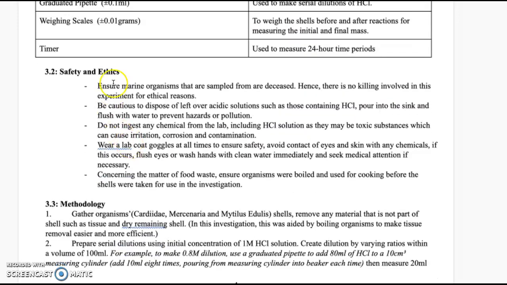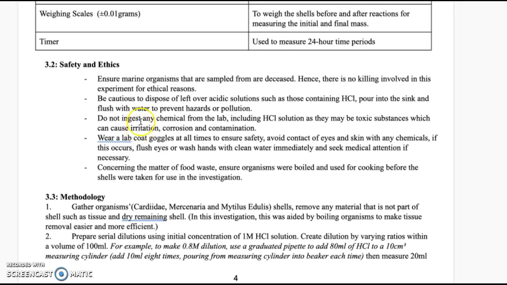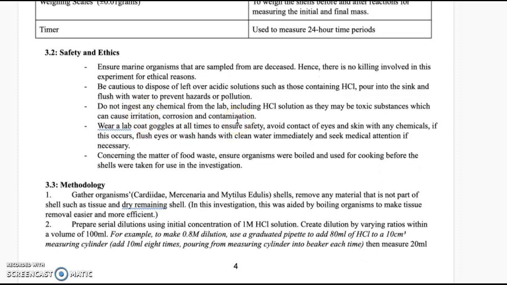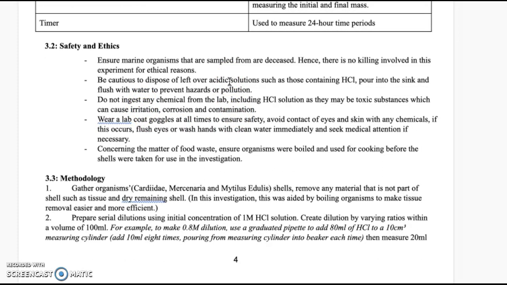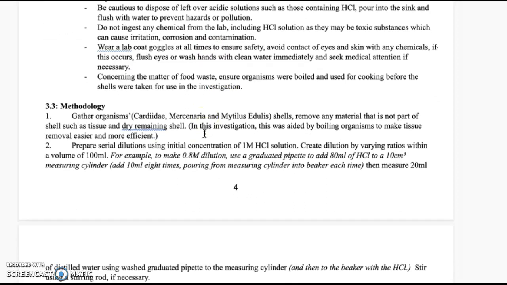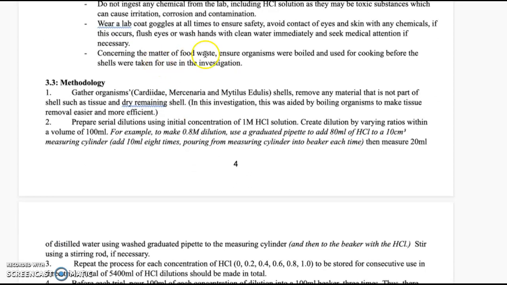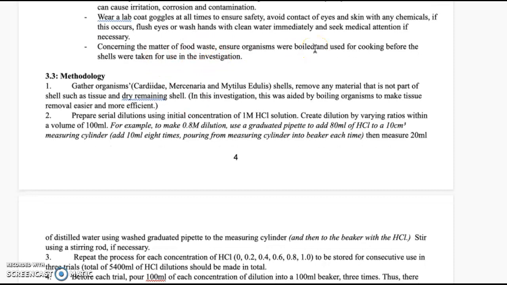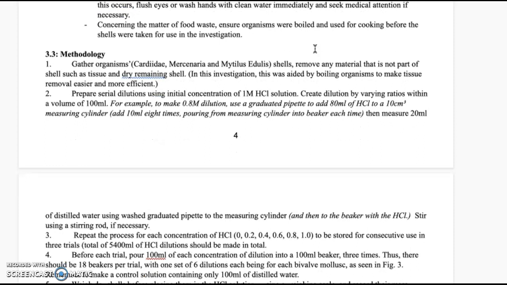And then safety and ethics, just a few points, ensure organisms that are sampled are deceased. So I wasn't just killing organisms, but I was using ones that had already been killed, just to make it as ethical as possible. Don't ingest anything, wear a lab coat with the hydrochloric acid, dispose of acidic solutions properly. And then food waste, like trying to reduce food waste by making sure the organisms were used for cooking, not just used and then thrown away.